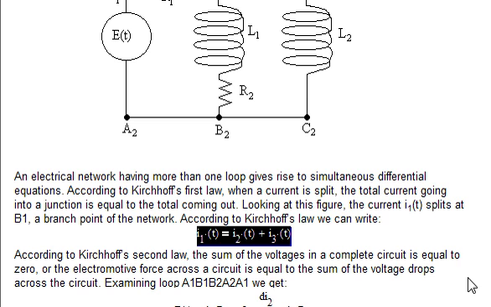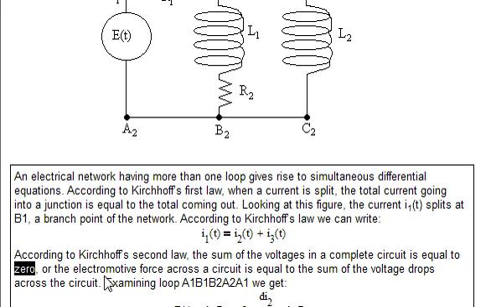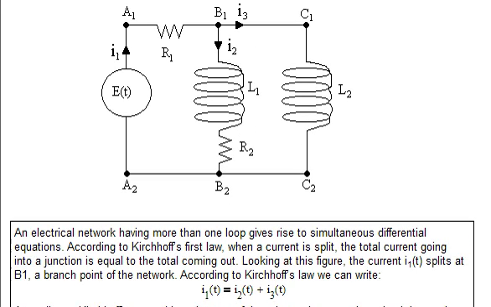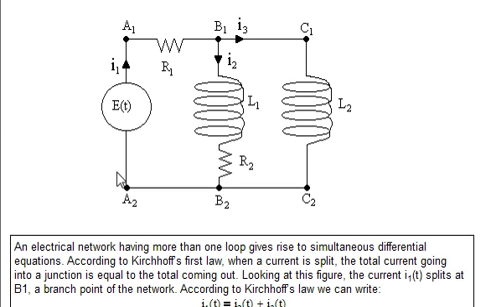According to Kirchhoff's second law, the sum of the voltages in a complete circuit is equal to 0, where the electromotive force across the circuit is equal to the sum of the voltage drops across the circuit. And that means examining the loop A1, B1, B2, A2, A1, that would be this one.